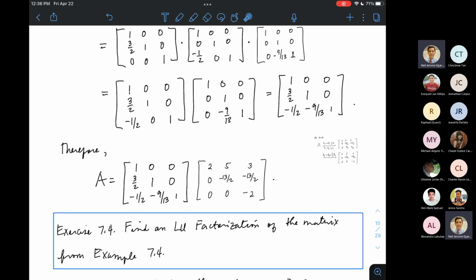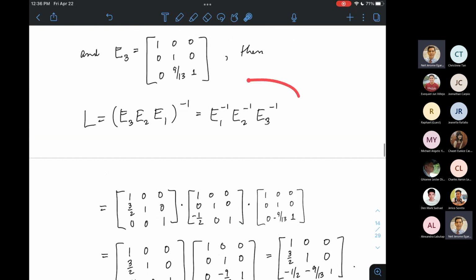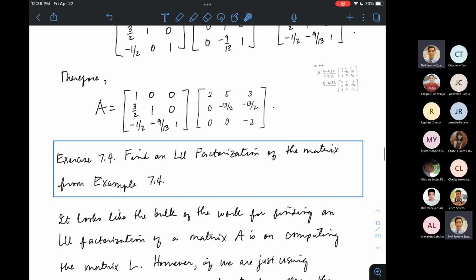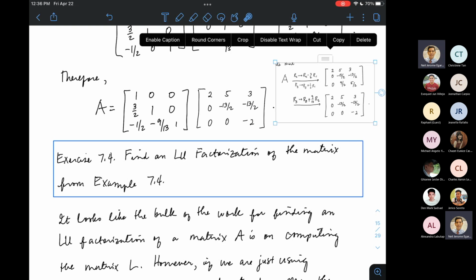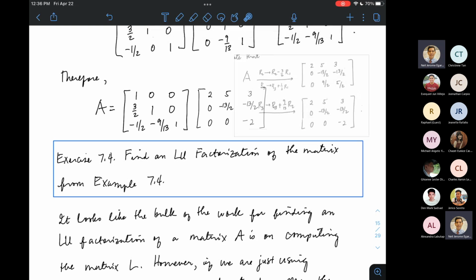Okay? So far, it seems that the bulk of the work is finding the E's, all right, yung elementary matrices, tapos pagko-compute nung inverse nung product nung mga E's. All right? So yun lang yung naging problema. Yun yung mahaba rito. E1 taking the product E1 inverse, E2 inverse, and E3 inverse. Pero may shortcut dito. All right? So yung shortcut dito ay paano makuha yung lower triangular matrix?